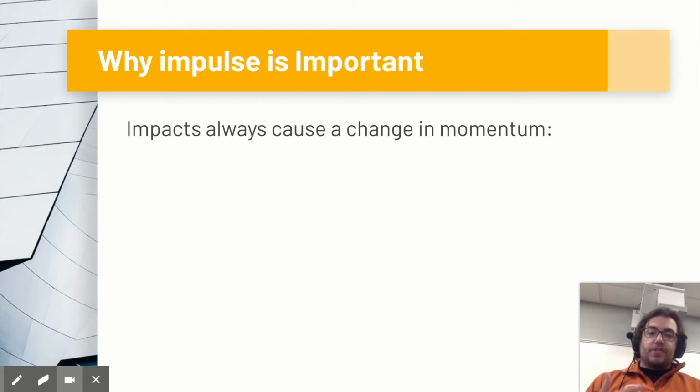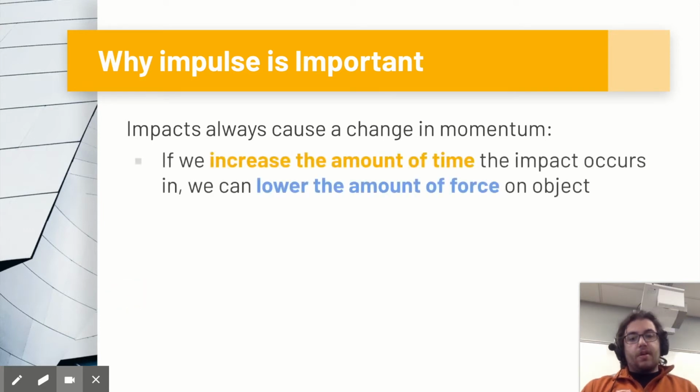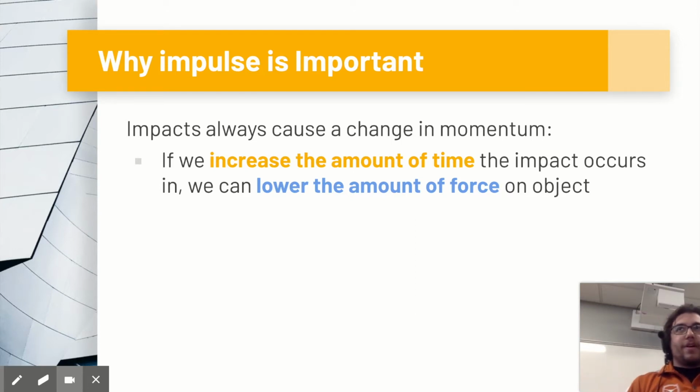Impacts always cause a change in momentum. Any sort of crash will cause momentum to change, and that can be very dangerous. So scientists, engineers, and other people have figured out ways to increase the amount of time a collision occurs in, so that they lower the amount of force imparted on an object. If we're coming to a complete stop due to a crash, that impulse will stay the same, but if we increase the amount of time that it occurs, that F number will go down. This literally saves lives.